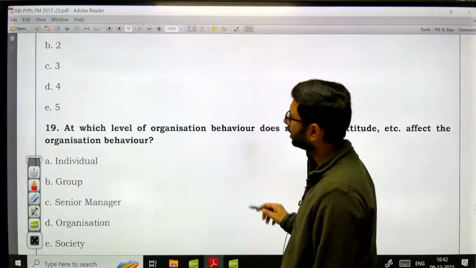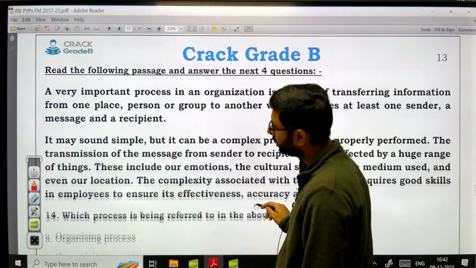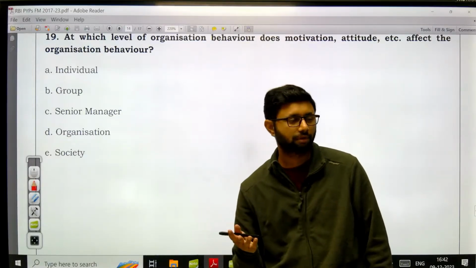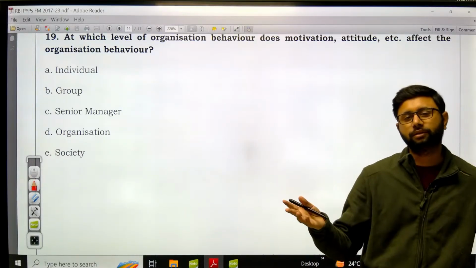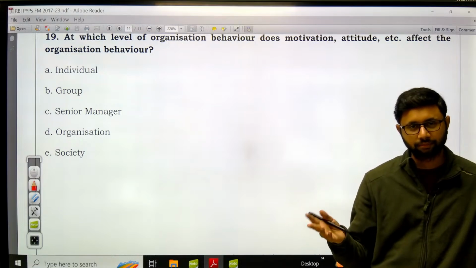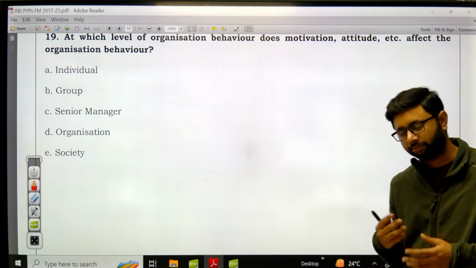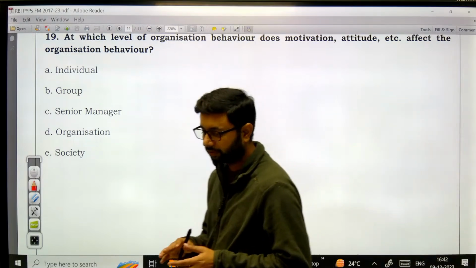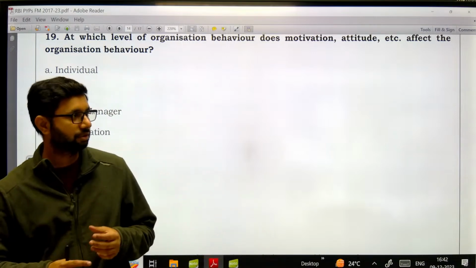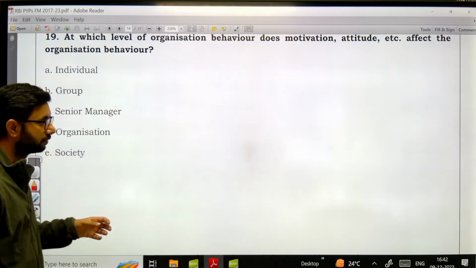Okay, so communication in itself is a very close to their heart type of topic for IBPS. They usually ask a lot more communication questions in objective as well as in descriptive. Okay, so communication, whenever you prepare, prepare effectively.